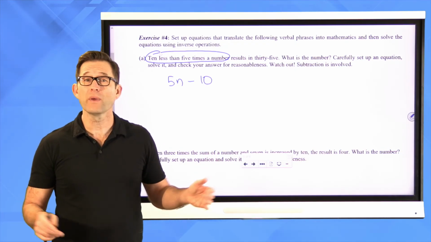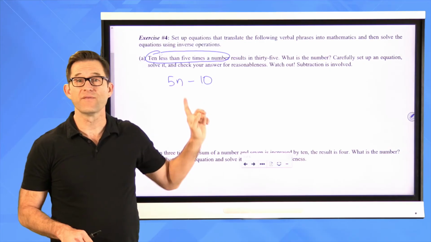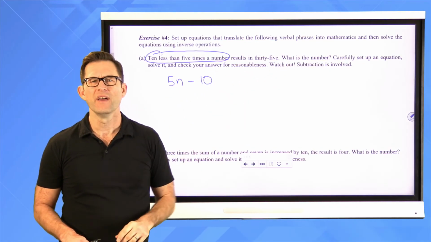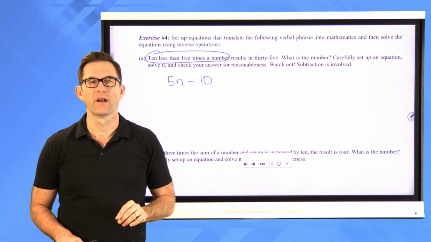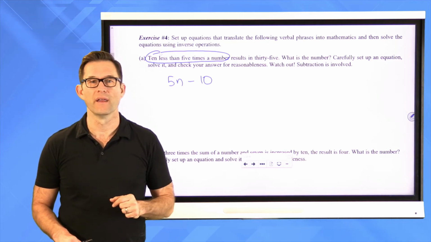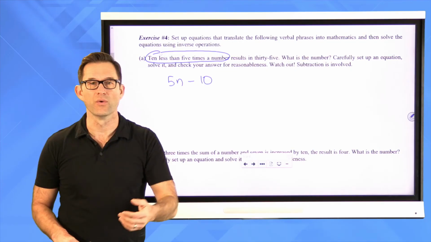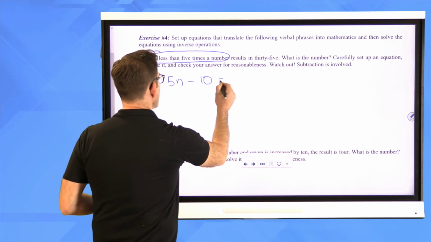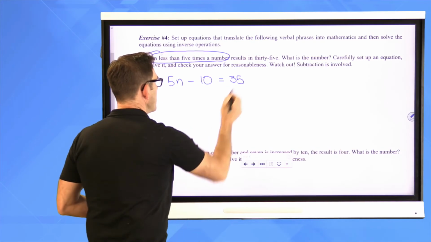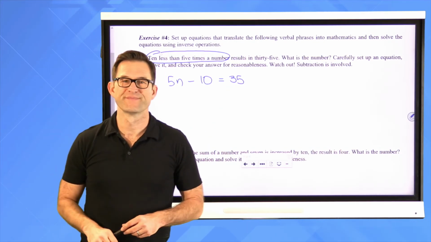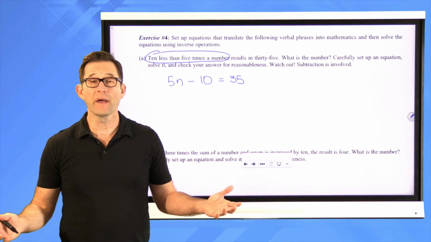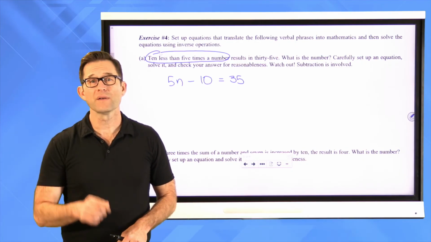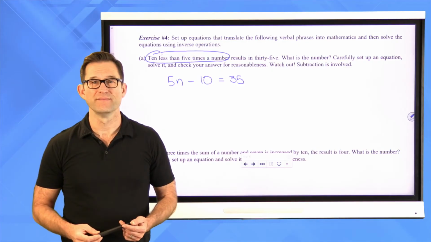All right, so how do we get the equation? Well, 10 less than 5 times a number, which is this, results in 35. You have to see the equal sign there. Results in is the equal sign. Is equal to, results in, those things are all giving you that equals 35. Okay. So I've got my equation, and solving it now using inverses is relatively easy. Pause the video now and go ahead and solve this equation.